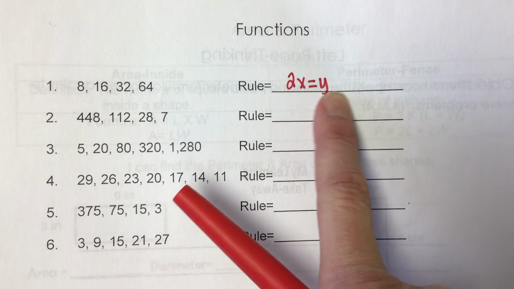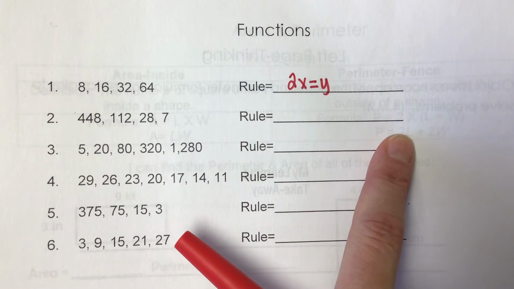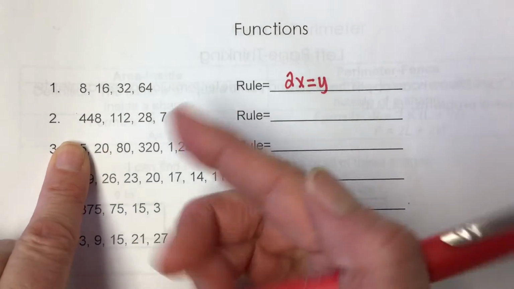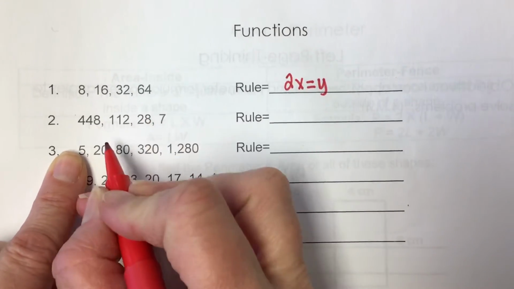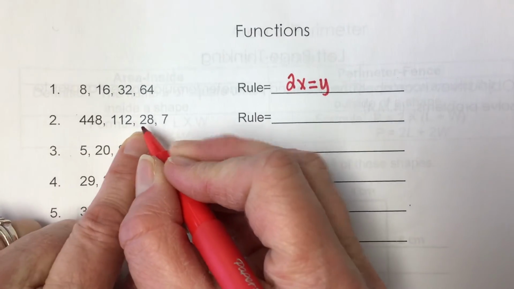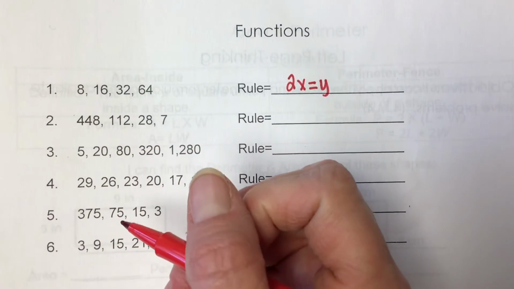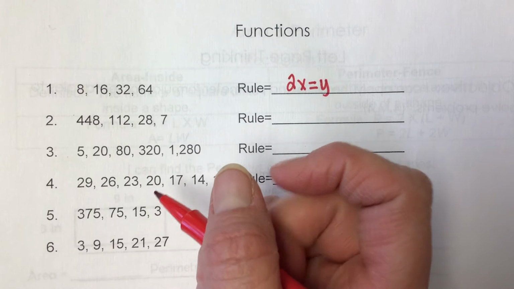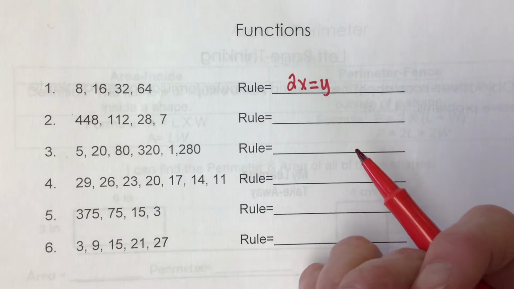Mia? 10. 2 times 5 equals 10. Okay, let's look at the next set of numbers: 448, 112, 28, and 7. They are decreasing. So what are my two options for the operations?